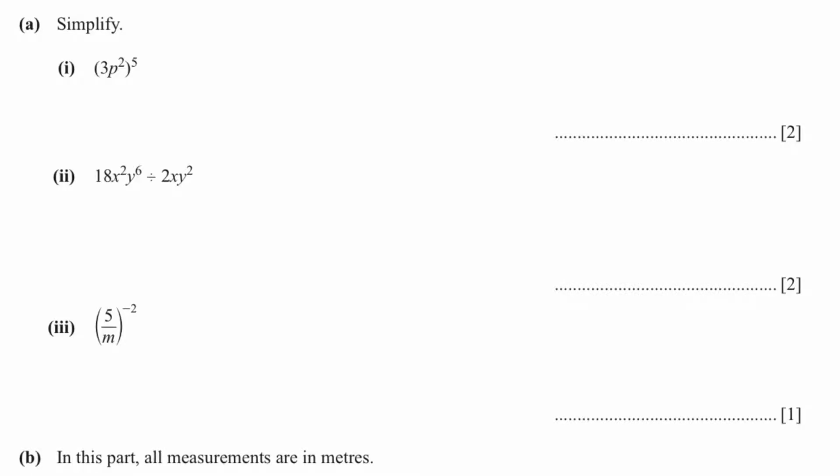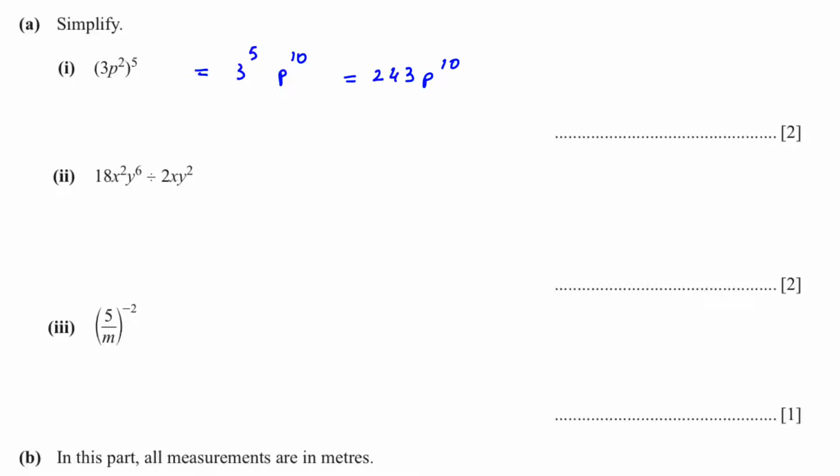These questions are about indices and exponents. We have bracket 3p squared to the power of 5. Please remember the 5, or whatever power is there, applies to each term inside. So 3 to the power of 5, and 2 multiplied by 5 is 10, so p to the power of 10. 3 to the power of 5 will give us 243p^10.